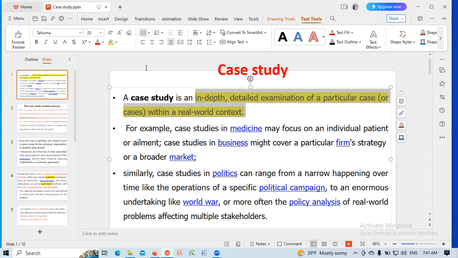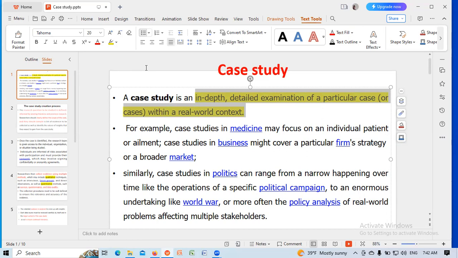For example, in medicinal studies or research, a case study may focus on an individual patient or ailment, but in business or commercial studies, it might cover a particular firm's strategy or a broader market.